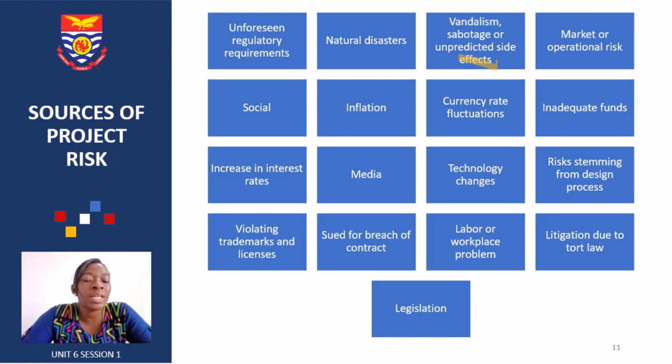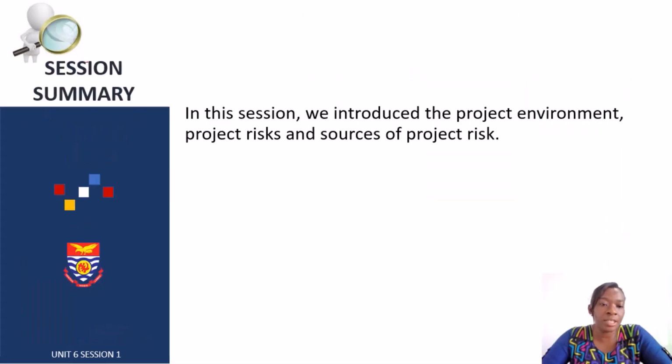they all contribute. Technological changes, the risk which stems from the design process, violating trademarks and licenses, being sued for breach of contract, labor or workplace problems, litigation due to breach of the law, then legislations. All of these are sources of project risk. These are about 33 different sources of project risk, and these are things that really can actually happen on projects. And so depending on how complex your project is, and the number you'd really see at play, these are very, very essential to take note of.